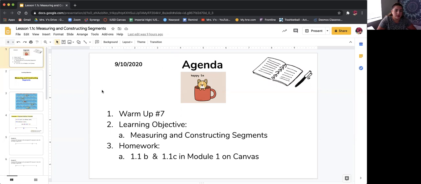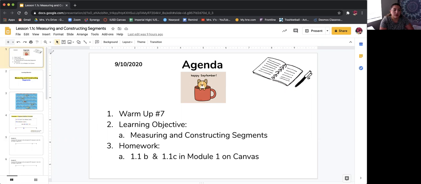So today I said warm up number 7 was posted on Canvas. If you see it there, go ahead and solve it. If you don't see it, then it means that I don't want you guys to complete it, so don't worry about it. Warm up number 7 is to be done on your own. Learning objective for today was measuring and constructing segments. And we also have homework 1.1b and 1.1c in module 1 on Canvas, okay?